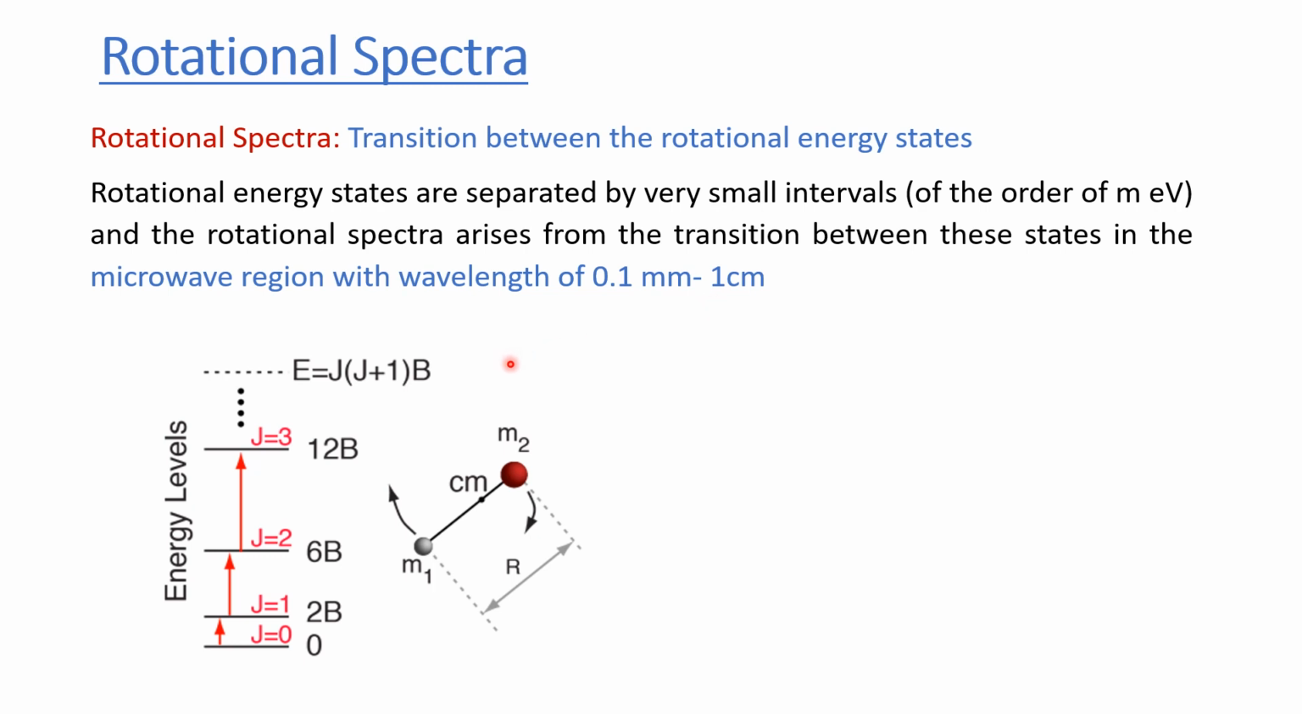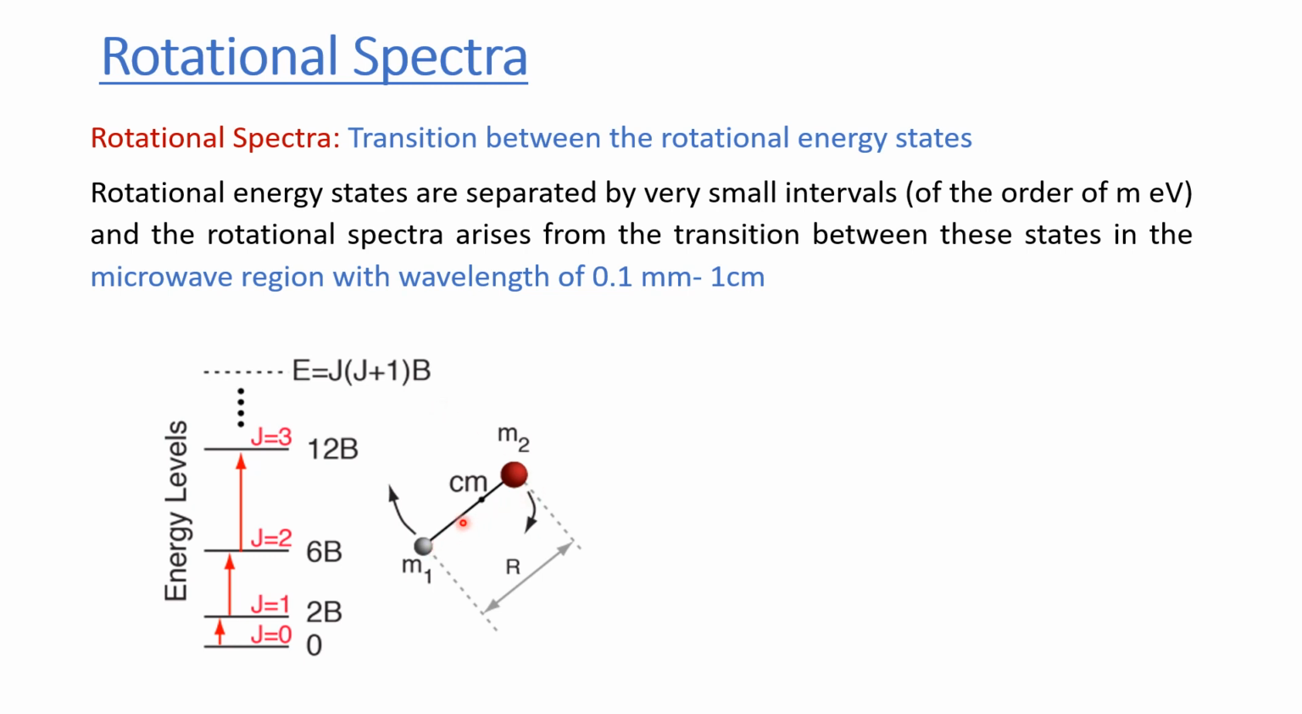Here are the rotational energy levels. They are discrete. J is the rotational quantum number. For J equal to 0, you have this energy. For J equal to 1, you have this energy. For J equal to 2, and so on. The general rotational energy is E equals J times J plus 1 times B, where B is the unit of the rotational energy.